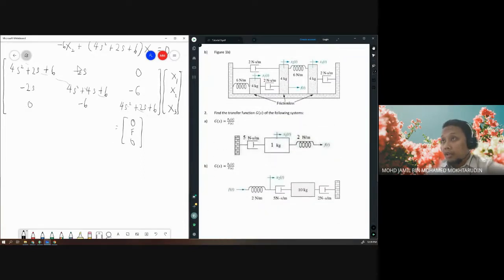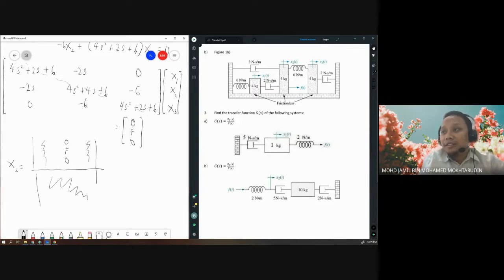So x2 meaning that you just replace the middle column with 0, F, 0. Okay, so x2 equals, okay, because the matrix is big, so saya buat macam ni je. 0, F, 0. Yang faham je faham. Dalam exam jangan buat macam ni. Dalam exam tu lah macam cantik.